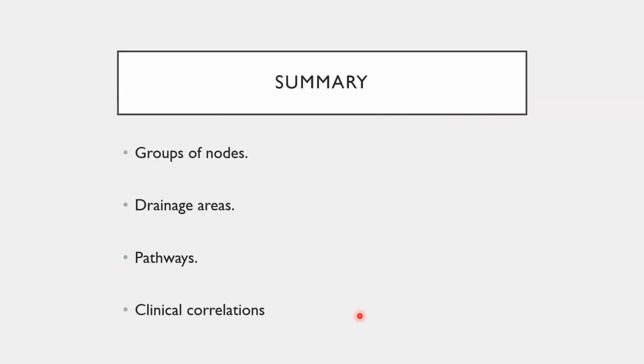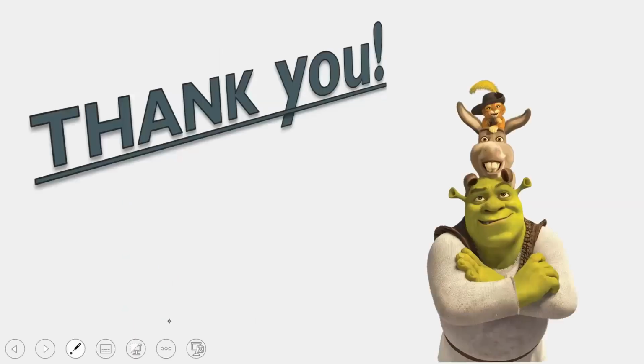Okay, so as a summary, we learned about all the groups of lymph nodes of the head and neck area, then about the drainage areas, the pathway of the drainage, and a little bit about the clinical correlations. Okay, so thank you.